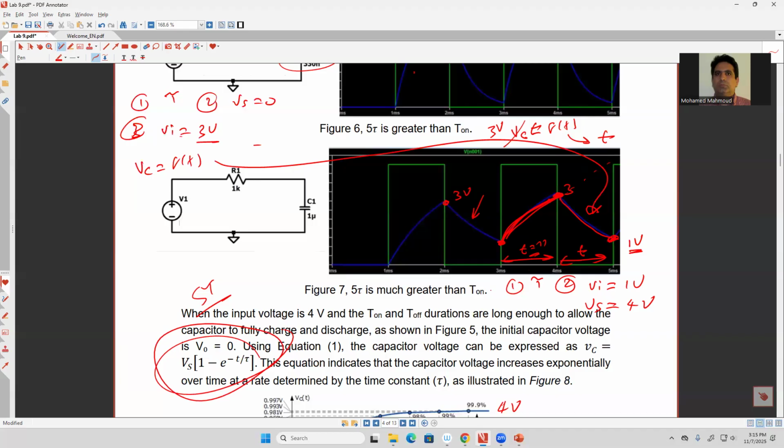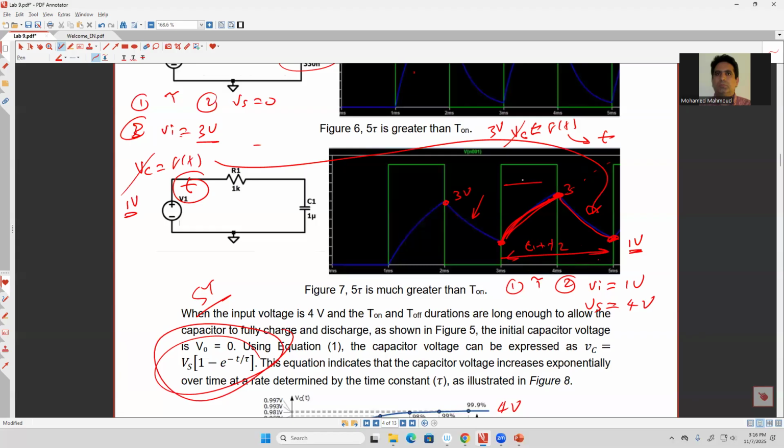All you have to do here is put in the VC 1 volt, and then I can calculate what time that is. Okay, guys? So now, once I know this time, I can calculate the total time, which we call the period, from here to here. So this time should equal T1 plus T2.